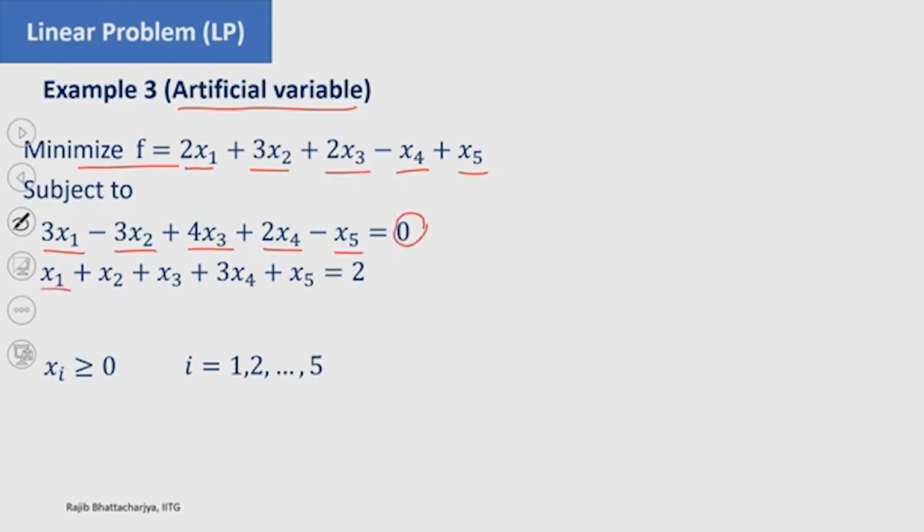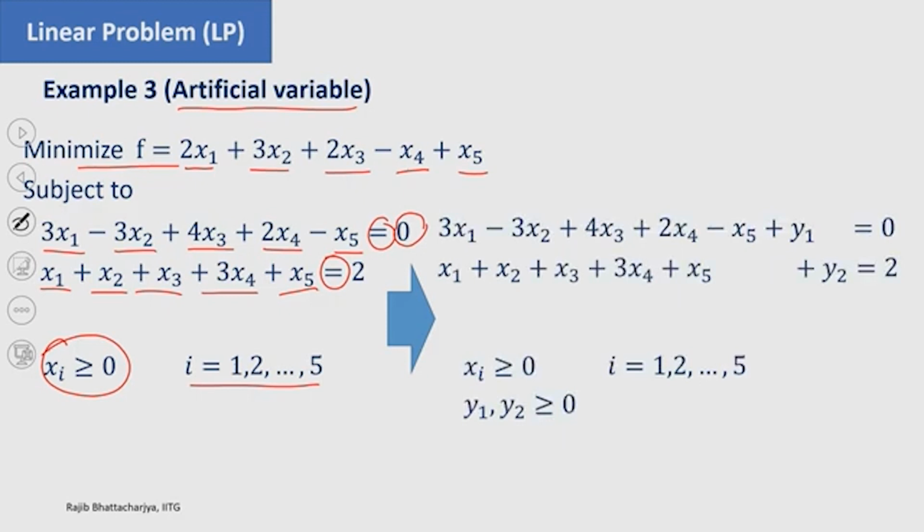And the second one is x1 plus x2 plus x3 plus 3 x4 plus x5 equal to 2. So, in this particular problem the constraints are equality type constraints, and all xi should be greater than or equal to 0, i equal to 1 to 5. Now, the question is that I have to make it standard form.